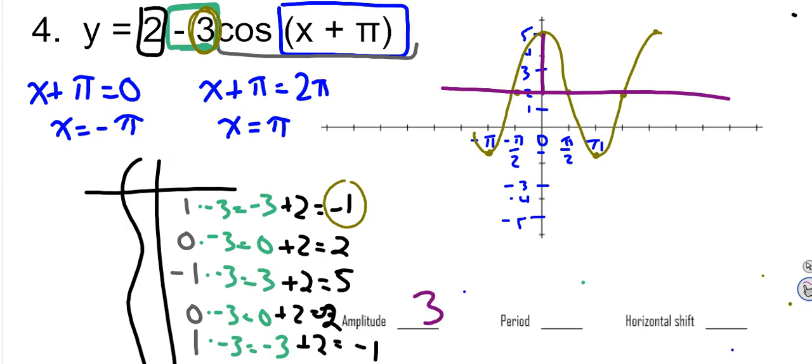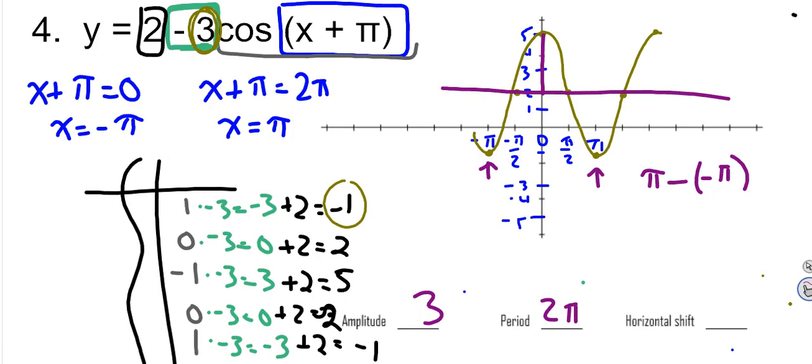Our period, well, let's see, we started at negative pi, we ended at pi. We travel from negative pi to 0, we traveled pi, and then 0 to pi is another pi, so that's going to be 2 pi. Once again, another way to do it is just take your end point and subtract your beginning point. So pi minus negative pi is pi plus pi, which is 2 pi.